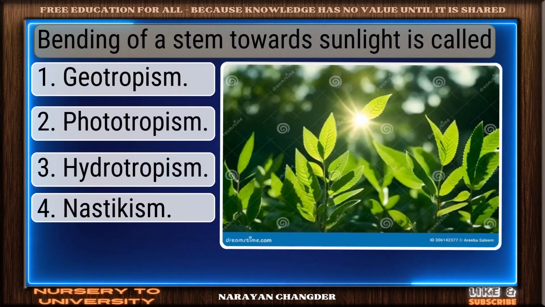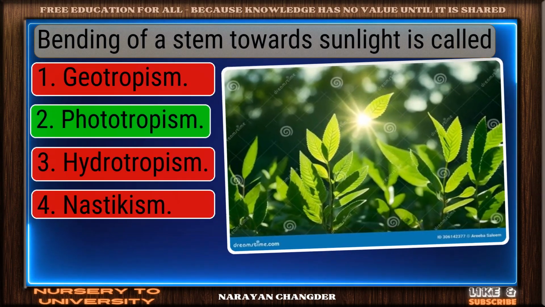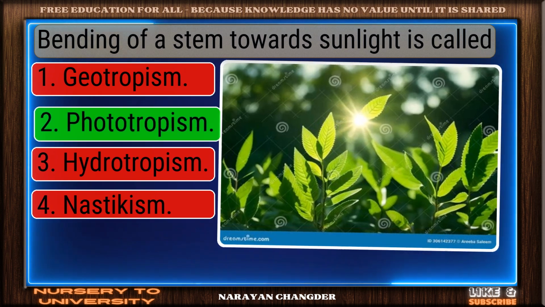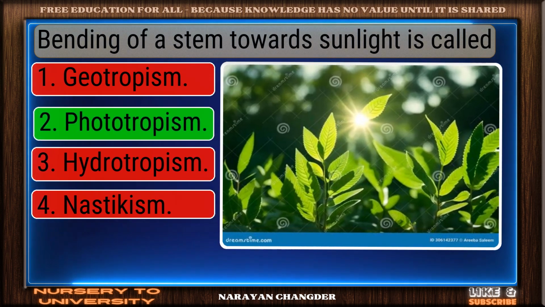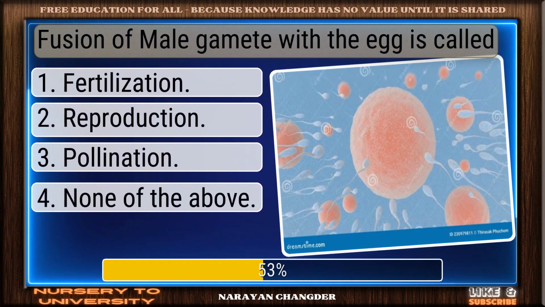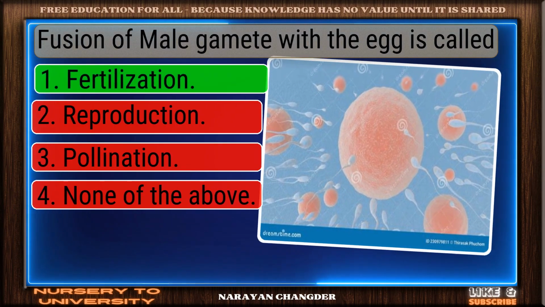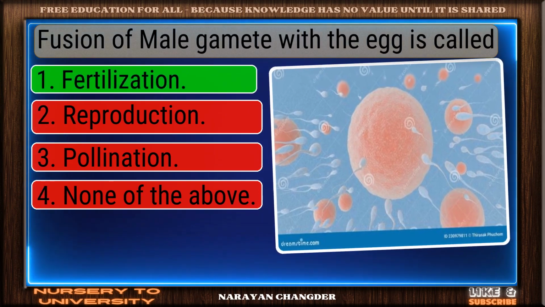Bending of a stem towards sunlight is called. Exactly. Phototropism makes sense, and it is right choice. Fusion of male gamete with the egg is called. Good thinking. Fertilization is the right answer.